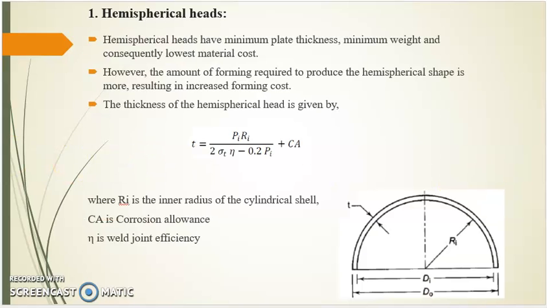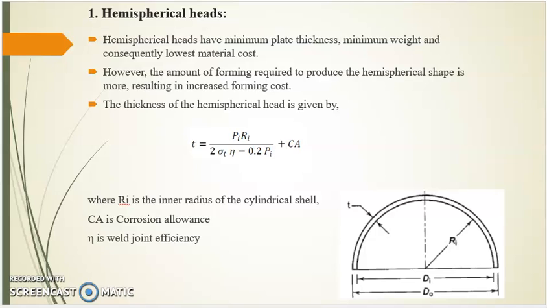Now we will see hemispherical heads. Hemispherical heads have minimum plate thickness, minimum weight, and consequently lowest material cost. However, the amount of forming required to produce the hemispherical shape is more, resulting in increased forming cost.